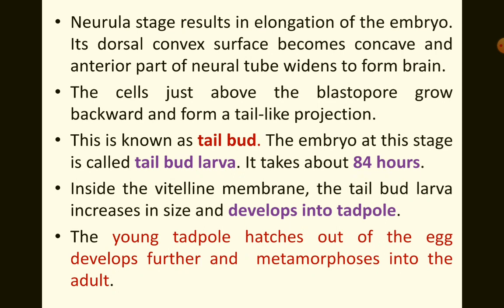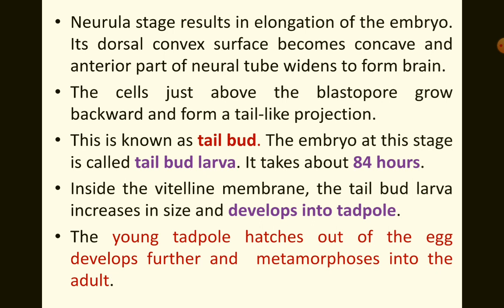Now once this neural stage of an embryo is reached, it results in the elongation of the embryo. Its dorsal convex surface becomes a little concave, and we also see widening. The neural tube becomes a little widened because it gives rise to the brain.